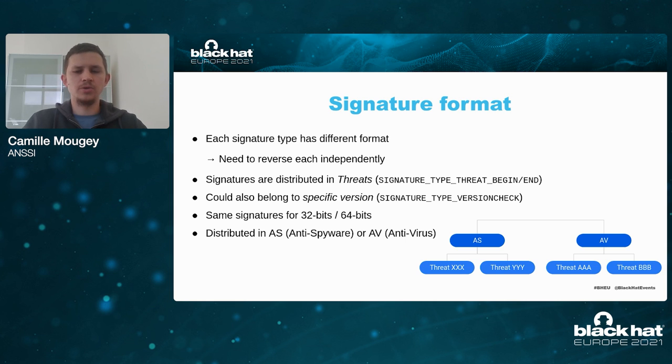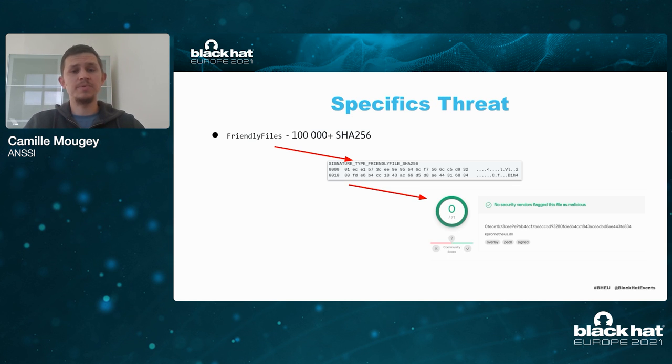Still ongoing work. From what I understand, in a VDM file you have a lot of threads, which are designated by signature type thread. Inside the thread, you have different signature types that can belong to a specific version, which are designated by a signature type version check. The signature is the same for all the different derivations. And there are actually specific threads. For instance, you have one friendly files thread, which is made of a lot of hashes, which are used to whitelist files. So here is an example.